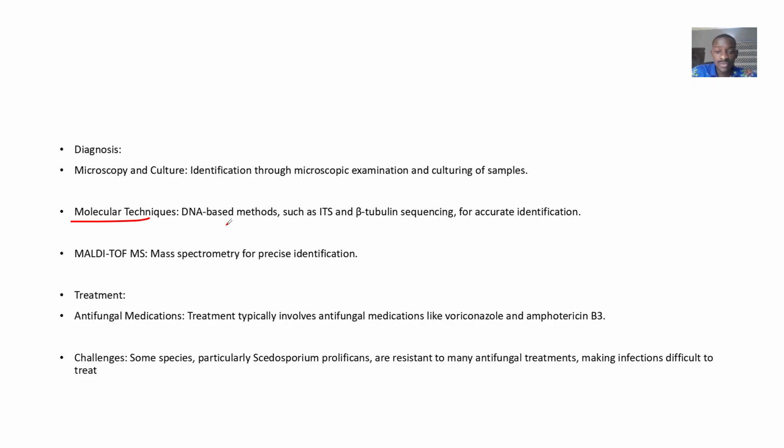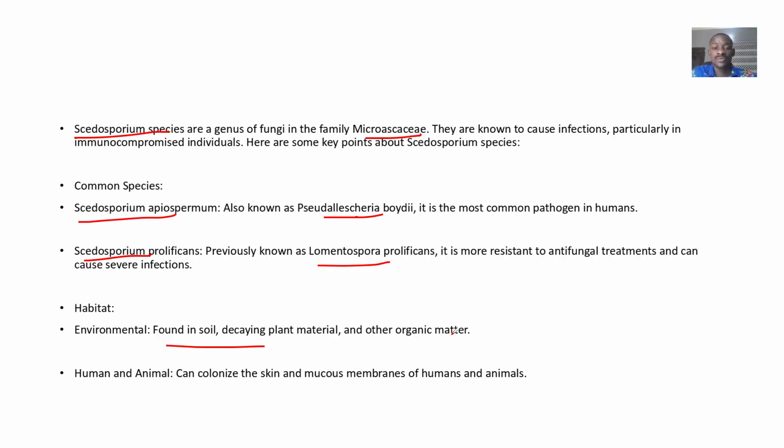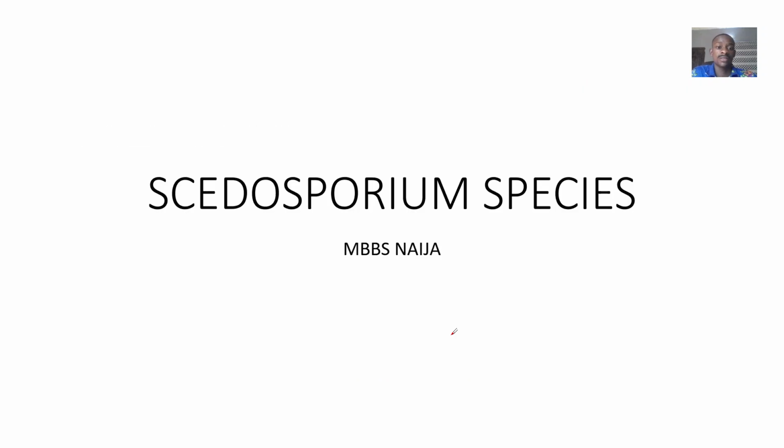So treatment uses antifungal drugs: amphotericin B, so it's not B3, it's B. Voriconazole can also help. The challenge is that some of these guys can actually be resistant to treatment. Okay, so this is for the Scedosporium species.